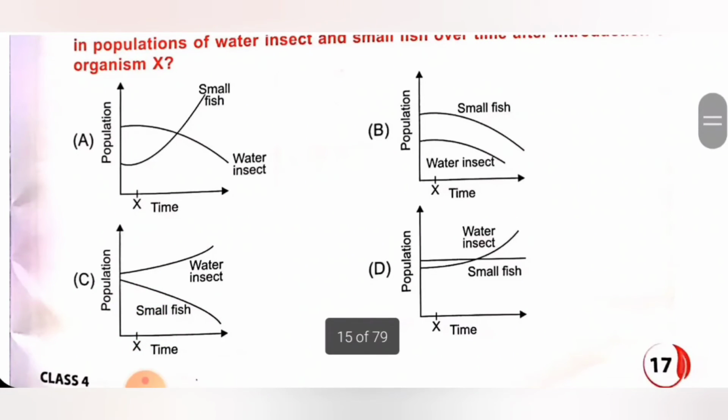So refer to the given options. In option C, small fish population is going down. That means it is reducing. But water insect is increasing. It goes up. That means it's increasing because of the lack of tadpole. Okay. So option C is the correct answer. Got it, my dear kids? Okay.